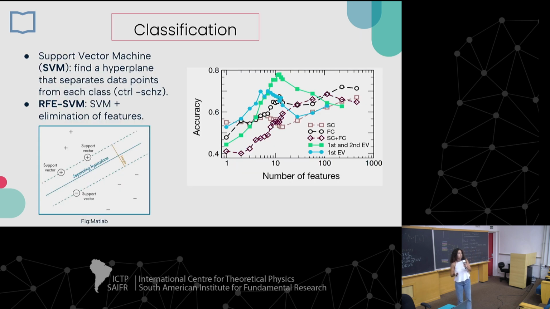For the classification, we use these tools: support vector machine and RFE, recursive feature elimination. For 100 iterations, we divided the data into 90% so we can train the model and eliminate the features that weren't as important, and the other 10% so we can test the model's performance. For the model's performance, we used the accuracy to evaluate it.